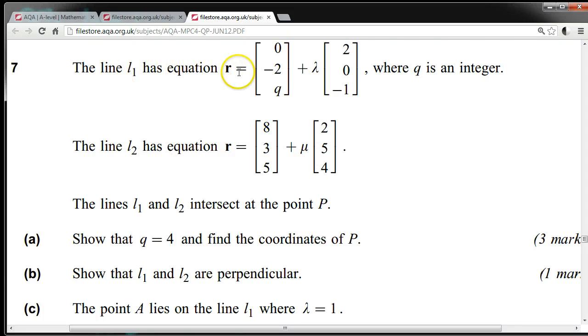The line L1 has equation here, where q is an integer. The line L2 has this equation. The lines L1 and L2 intersect at the point P. Show that q is 4, and find the coordinates of P.